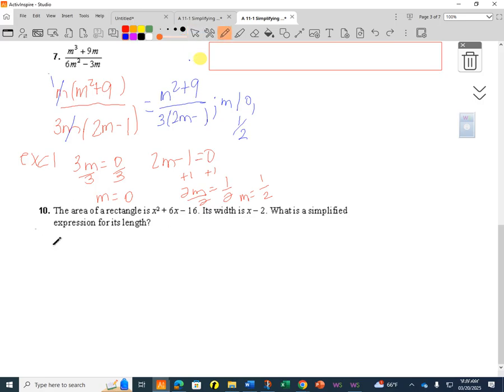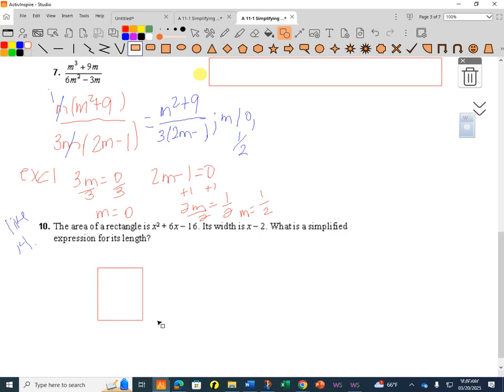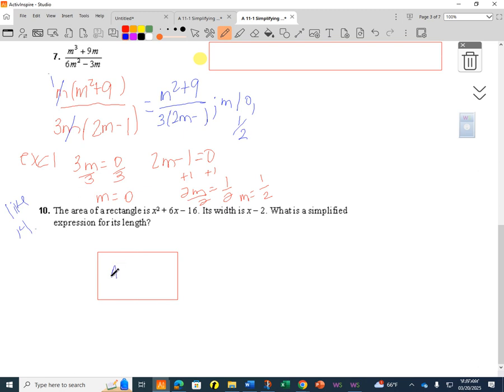For this next example, let's go ahead and write in here that it's like number 14 on your homework. And you don't have to write that whole thing. You're going to write what I write. I'm going to draw a rectangle. And in that rectangle, we're going to say the area equals x squared plus 6x minus 16. And then we're going to say the width is equal to x minus 2.